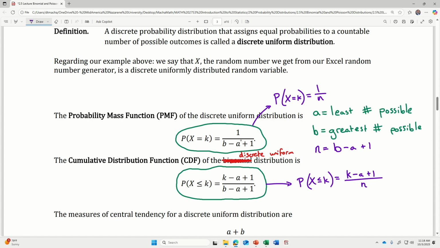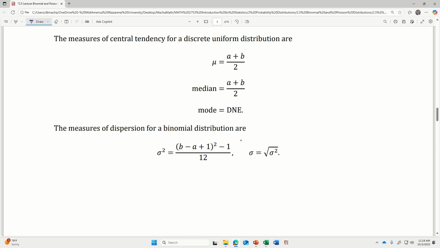So again, we can have shortcut formulas to give me the mean, median, mode, and variance. The mean and the median are a plus b divided by 2. The mode does not exist for a discrete uniform distribution because, again, uniform means every outcome has the same probability. The mode of a distribution is saying which outcome has the greatest probability, and so that just doesn't click, right? There's no mode for a uniform distribution. But there's the mean, there's the median, and there's the variance formula. And again, if we chose to say n is the number of possibilities, then this variance formula is alternatively just n squared minus 1 over 12. And again, the standard deviation is the square root of the variance.